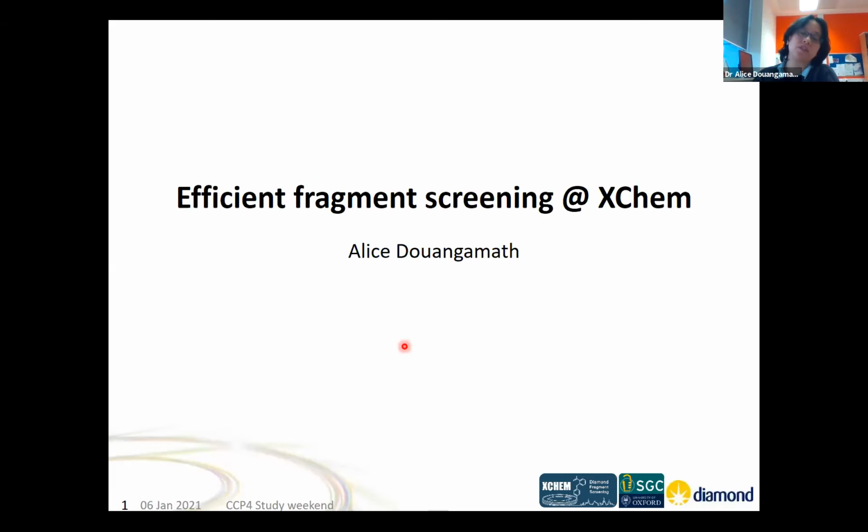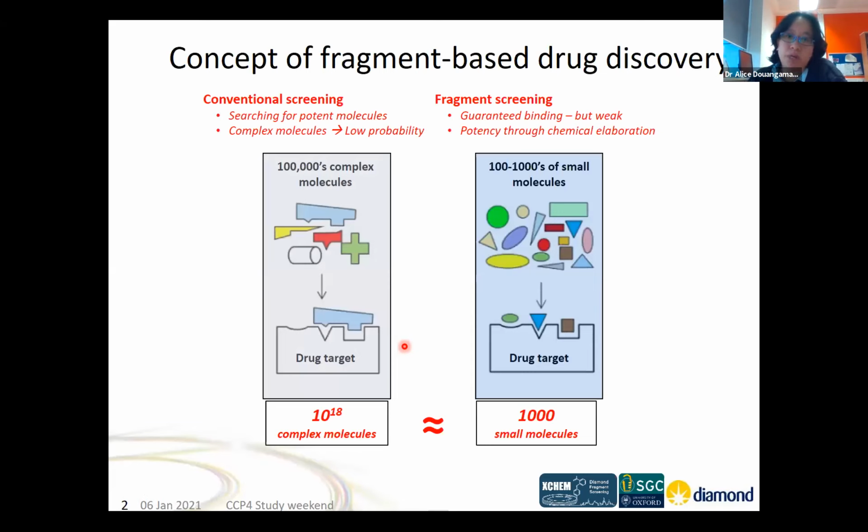Right, so today I'm going to talk about efficient fragment screening on the XChem platform that we have at Diamond Light Source. Before I start, I'd like to remind you of the concept of fragment-based drug discovery. There are two ways of screening in drug discovery. Either you go with a conventional screening where you search for potent molecules.